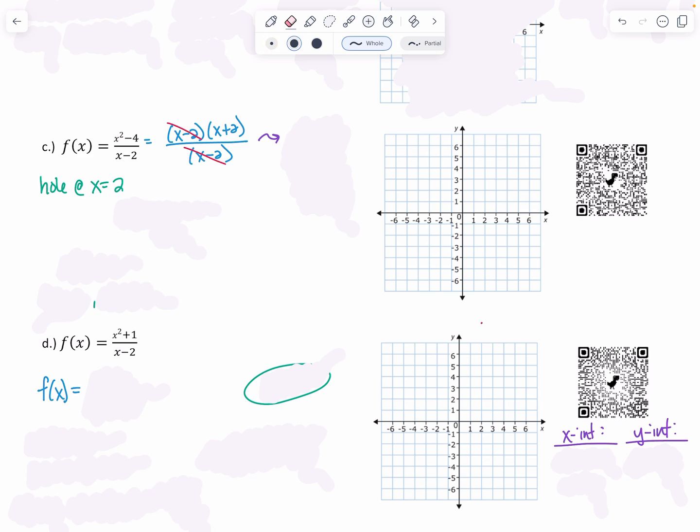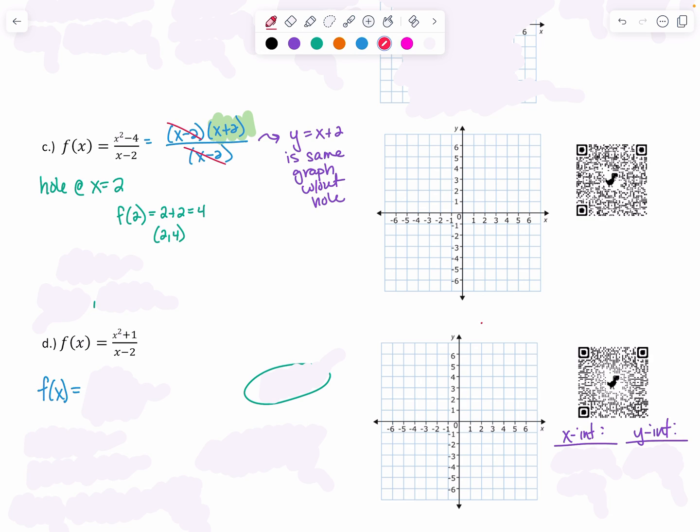Now, if I reduce and I come up with a new similar function with the factor that's left over, I know that there is a graph of y equals x plus 2. It's the same exact graph as my original graph, just without that hole, right? And so if I want to figure out where that hole is at, I can take that function and plug in x equals 2 to figure out where my hole is in that graph, right? So if I plug in, 2 plus 2 is 4. And so I know that there is a hole in my graph at (2, 4). I know that there's going to be a hole there.